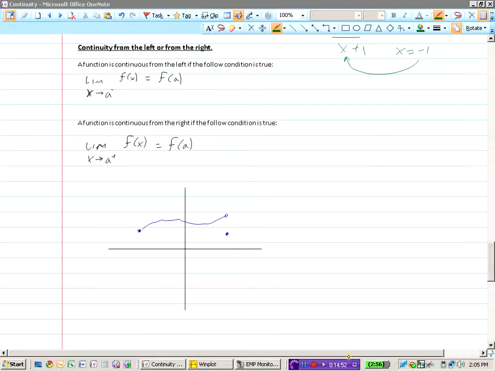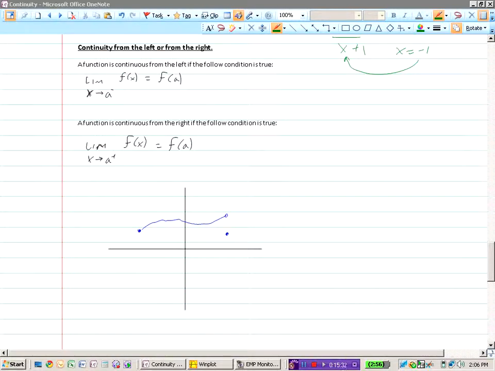We can also talk about functions being continuous from the left or from the right. So very simply, we would say a function would be continuous from the left if the following condition is true. A function would be continuous from the left if the limit as x approaches a from the left is equal to the function at that point. And a function is continuous from the right if the following condition is true, when the limit as x approaches a from the right side of the function equals f of a.